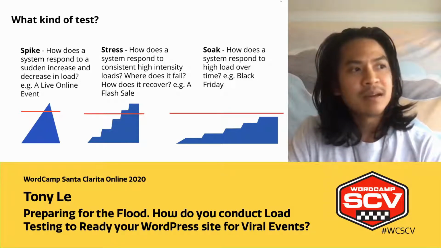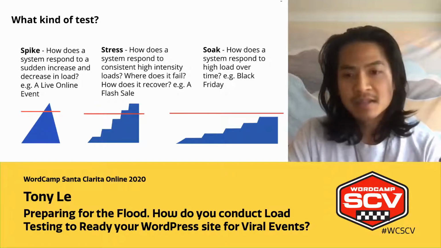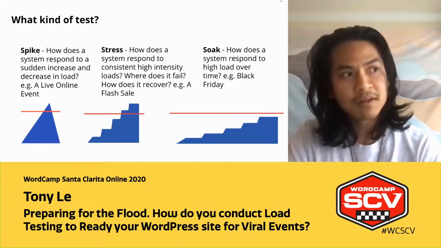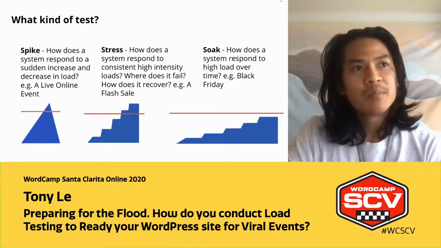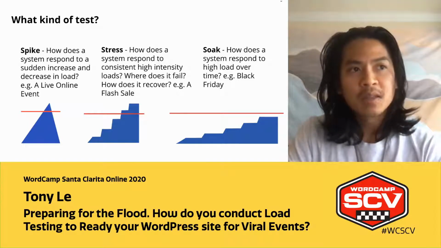And that could be a number of different events. A flash sale is something where you can do a stress test in order to prepare, and then a soak test. So how does the system respond to high load over time?